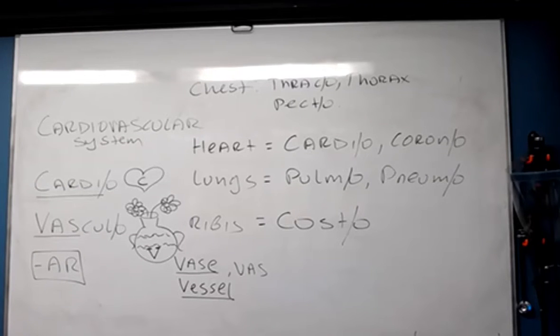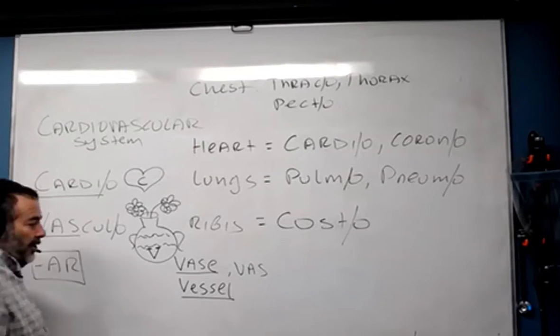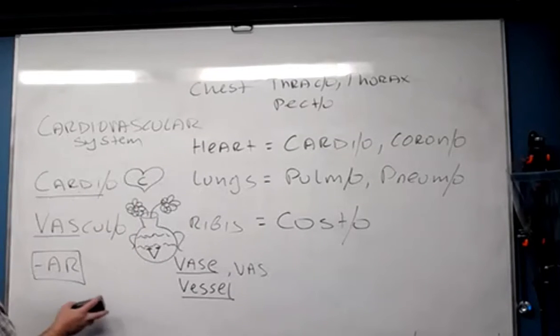So the cardiovascular system is a system of heart and vessels. What kind of vessels? Blood vessels. I'm going to talk a little bit about the heart in just a little bit, and a little bit about the lungs or the pulmo. Are you guys with me? So far, so good? Excellent. Very good. Let me erase this.